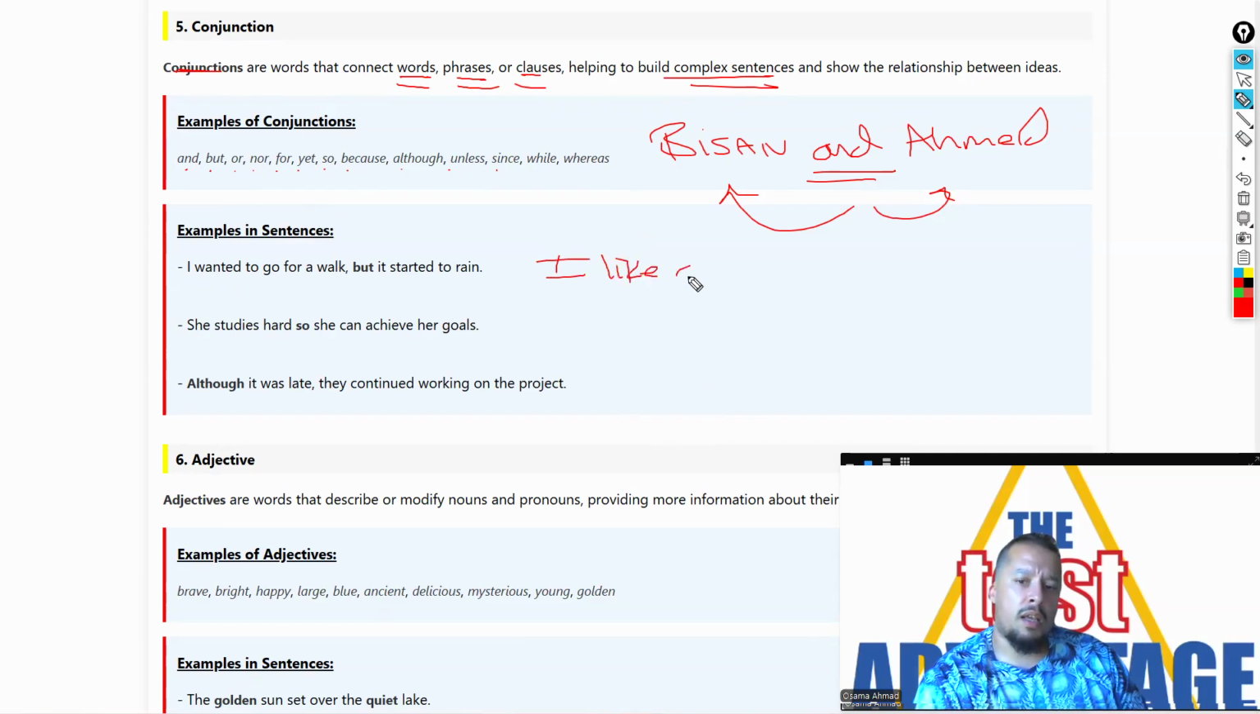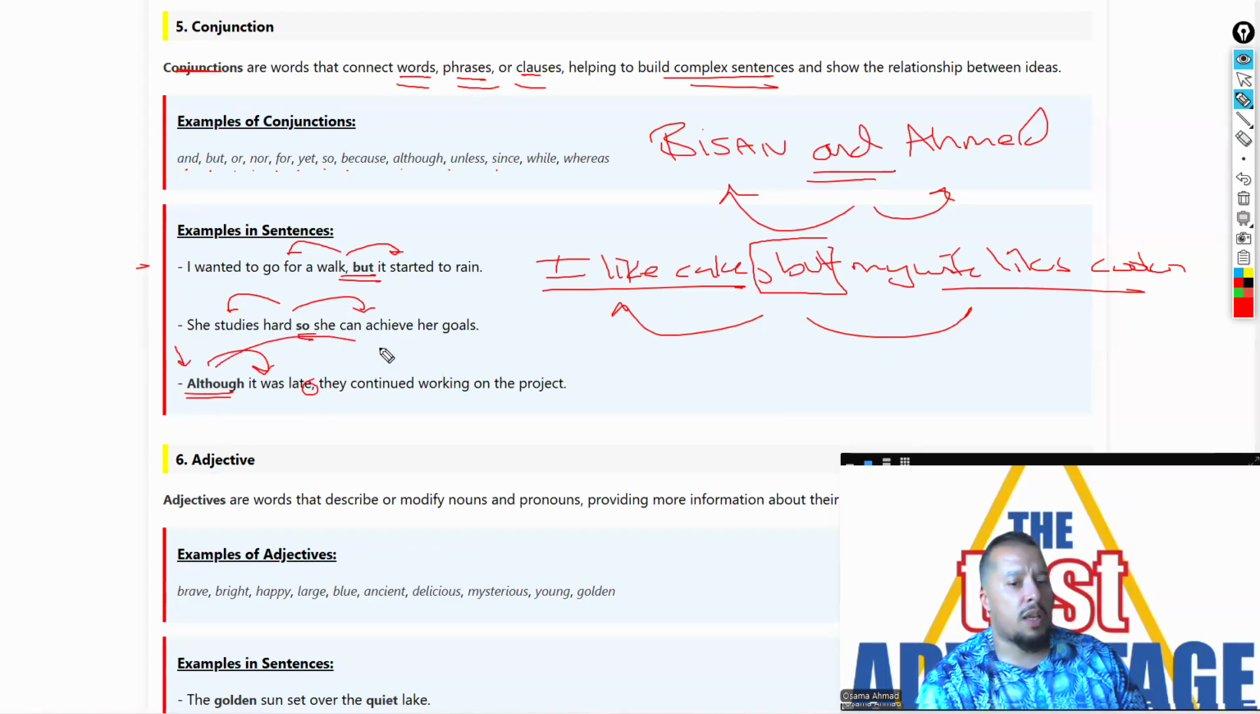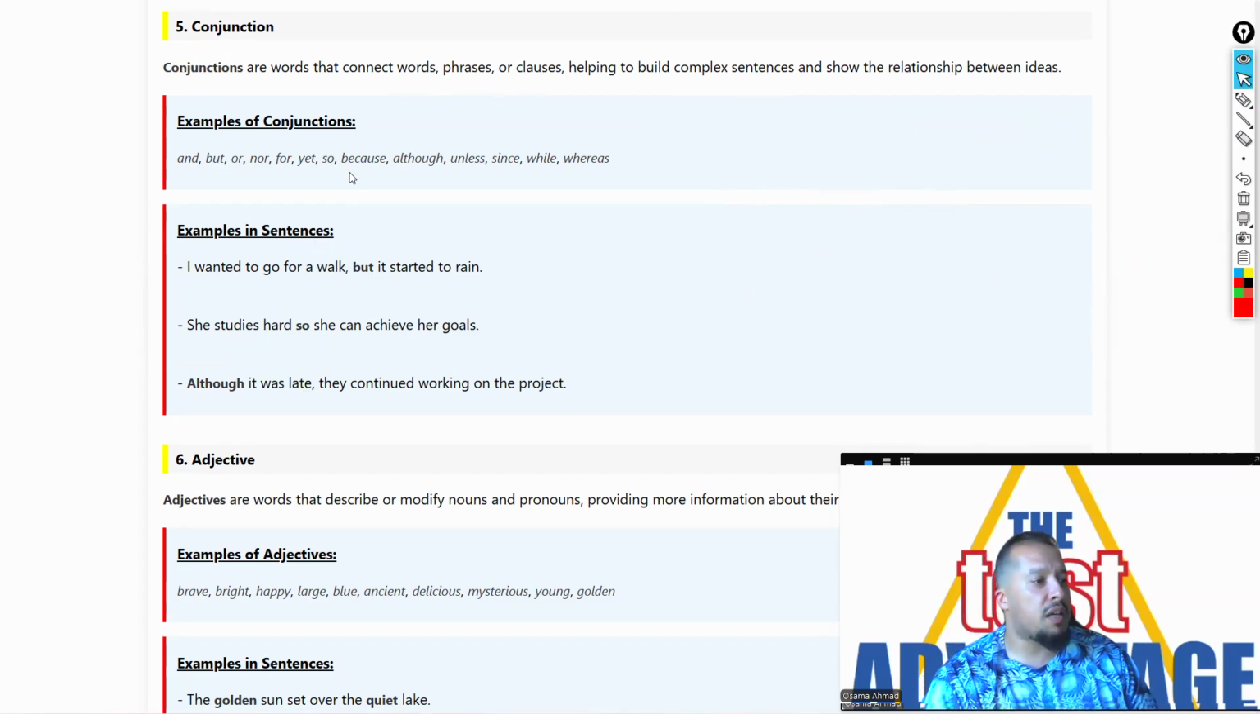I like cake, but my wife likes cookies. See here? But connects two ideas. Or examples here. I wanted to go for a walk, but it started to rain. It connects two ideas, right? She studied hard so she can achieve her goals. Connects two ideas. Although, you see it comes at the beginning here, it was late, they continued working on the project. It connects two ideas. So that's the function of a conjunction.